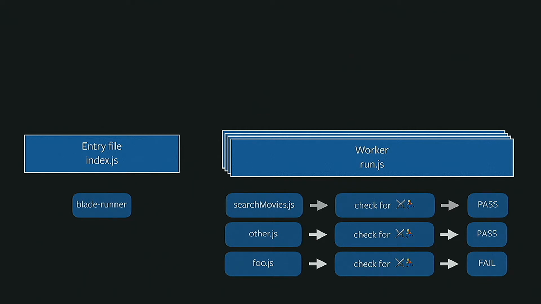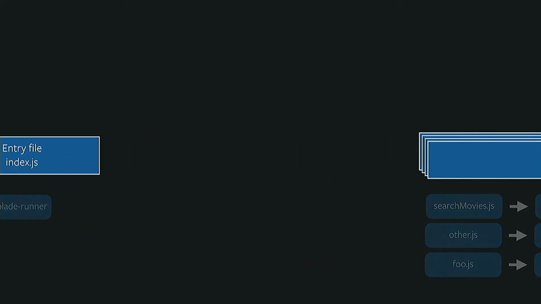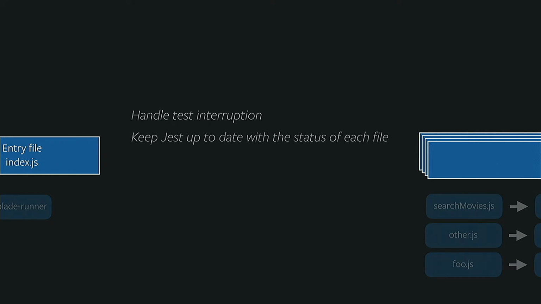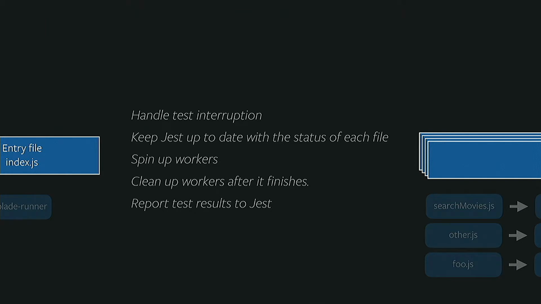And for the most part, this happens in two different parts. The first one is the entry file. This is what Jest is going to be talking to. And the second one is our worker file, which is going to get spun up independently in its own node process for each test file. And as you can imagine, there's a lot of logic that is happening in between these two parts. For example, handling test interruption, or keeping Jest up to date with the status of each test file, spinning up the workers and cleaning them up at the end, and also reporting the test results back to Jest.